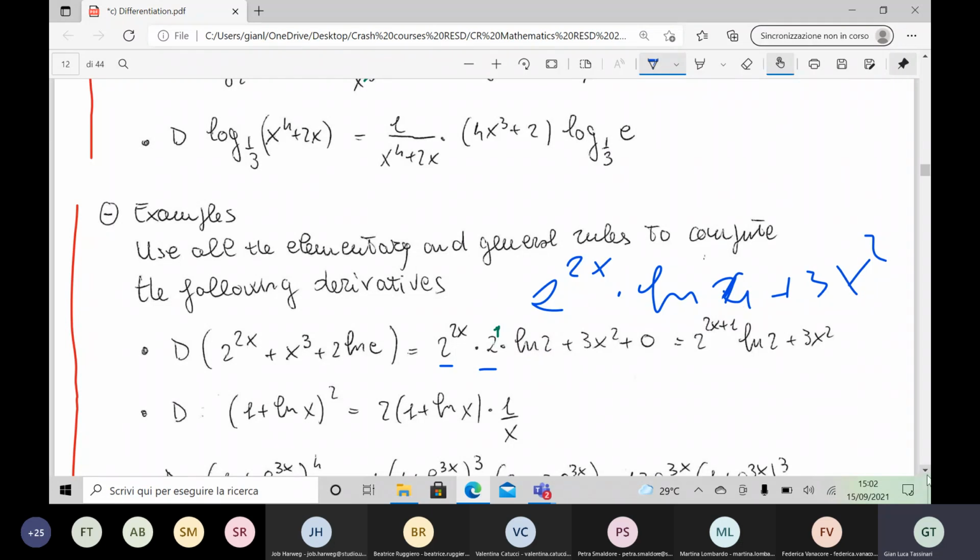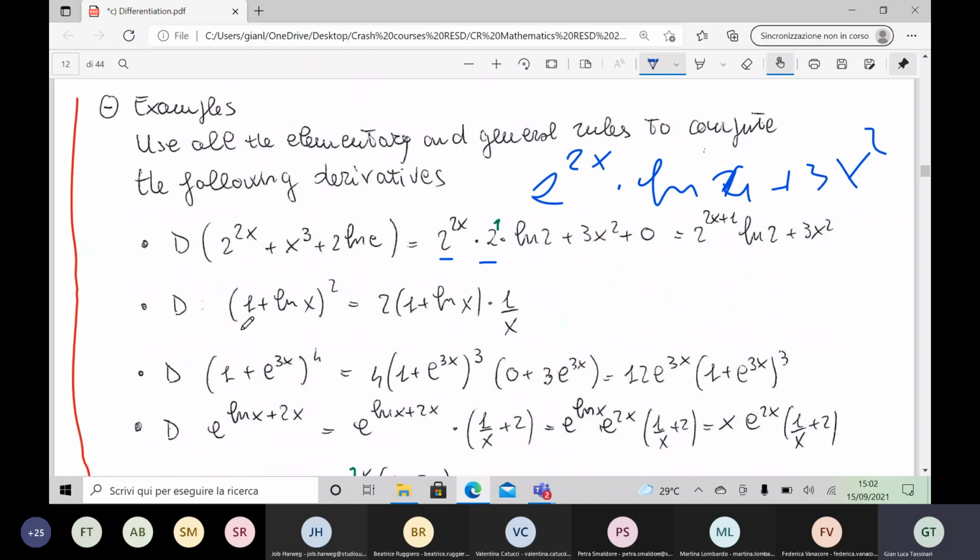Okay, do another derivative now. Look at this derivative, the derivative of 1 plus ln of x, to the power 2. Which kind of function is this one? Well, look at this one. You have something raised to the power 2. So you have f of x to the power 2. So this is the derivative of f of x to the power alpha. So we apply the first general rule, the first rule I have shown you.